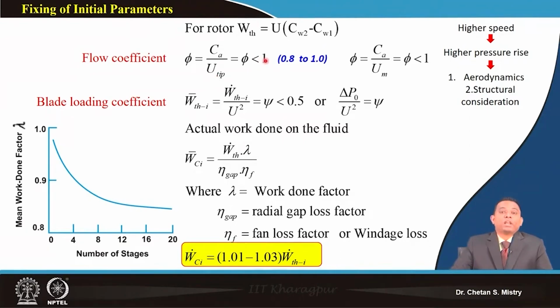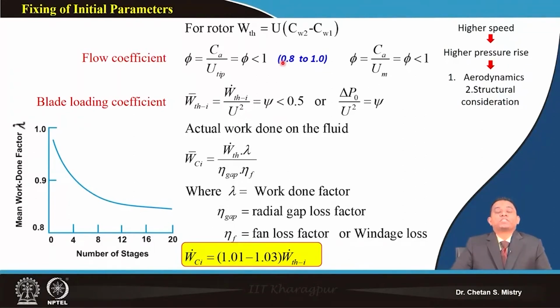In some of the open literature, people define this flow coefficient at the mid station also, given by axial velocity divided by the peripheral speed at the mean station. So you need to be very careful about which parameter is given. We will see the uses of this flow coefficient. It needs to be less than 1. Conventionally, when doing our initial design, we assume this at the tip in the range of 0.8 to 1.